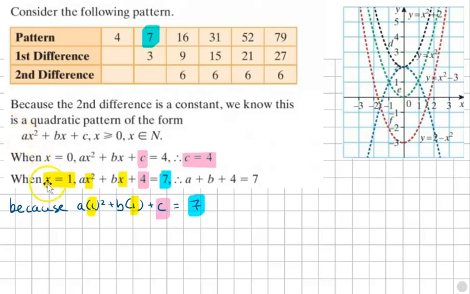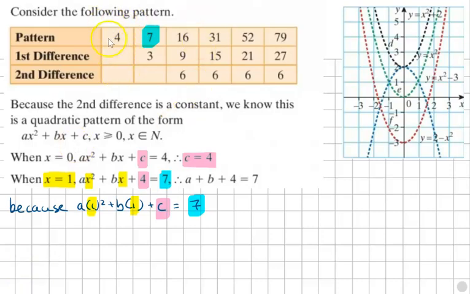If we then choose our x value to be 1, we get ax squared plus bx plus 4 is equal to 7. So where did we get the 4 and the 7 from? Well, we know from the previous slide that c is equal to 4, so we worked that out already. And if our first term is 4, our first term had an x value of 0. So when that x value was 0, the ax squared and the bx cancelled and we were left with c is equal to 4.